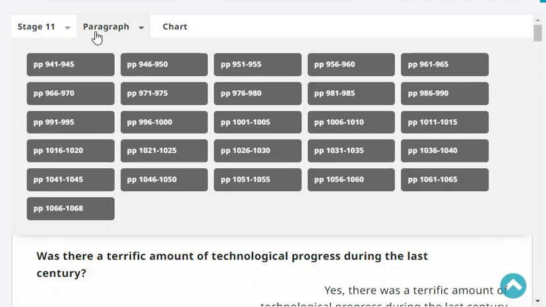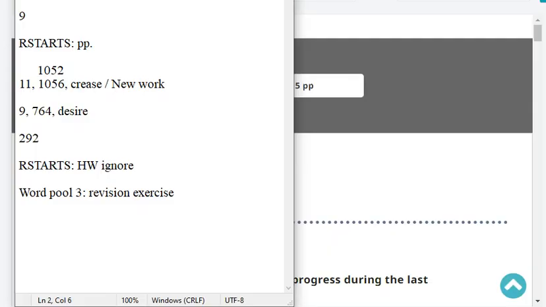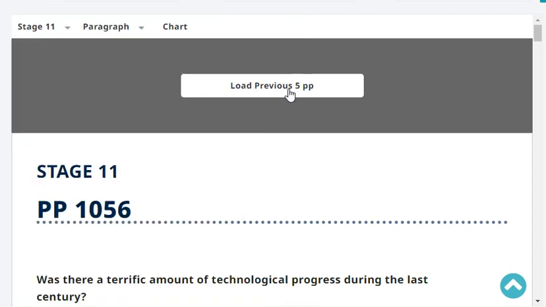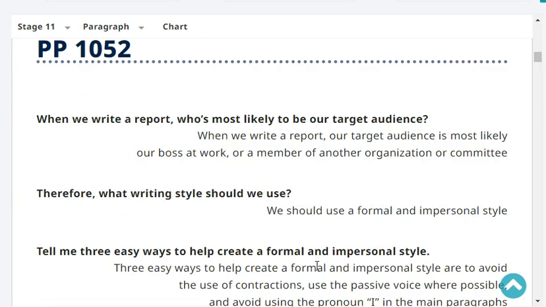Our last headword was crease, a new word type of lesson. Okay, so let's start with revision. Ready? Okay, very good. So here we go. First question.